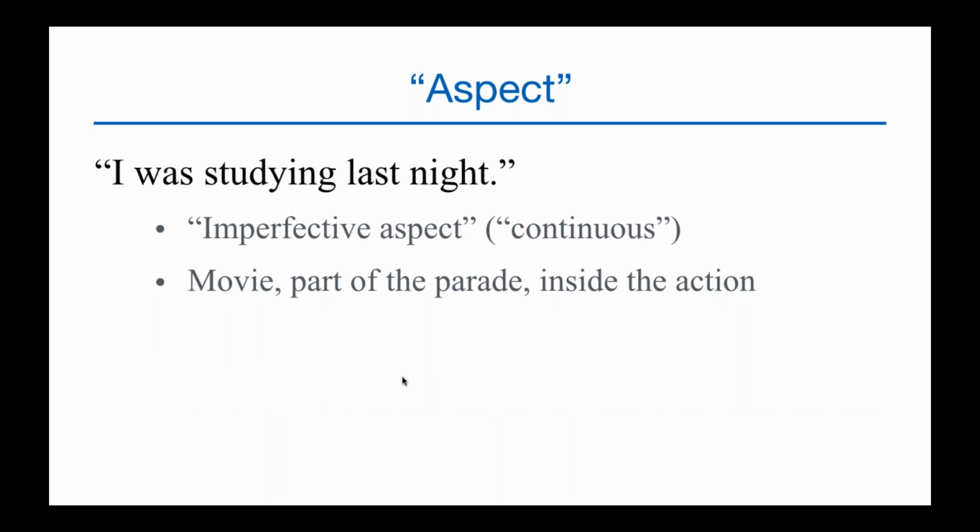Okay, I was studying last night. Now this is the imperfective or the continuous aspect. So the imperfective has to do with something where you see the action from a continuous basis, like watching a movie, or part of the parade inside the action. So this is like watching the parade in front of you. It's something that's going on and continues for a while. You're not seeing every single part of it at once. You know that there was a beginning, you know that there was an end, but at the current state, you aren't seeing all of it. So the idea is this movement. That's the main thing about that.